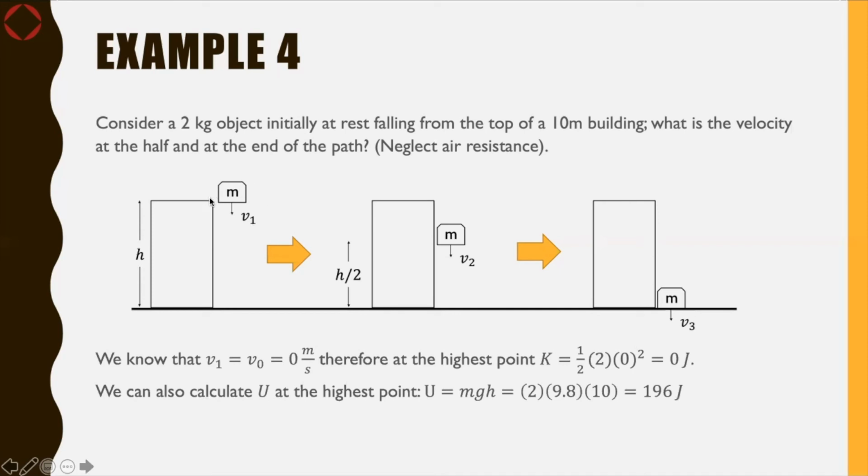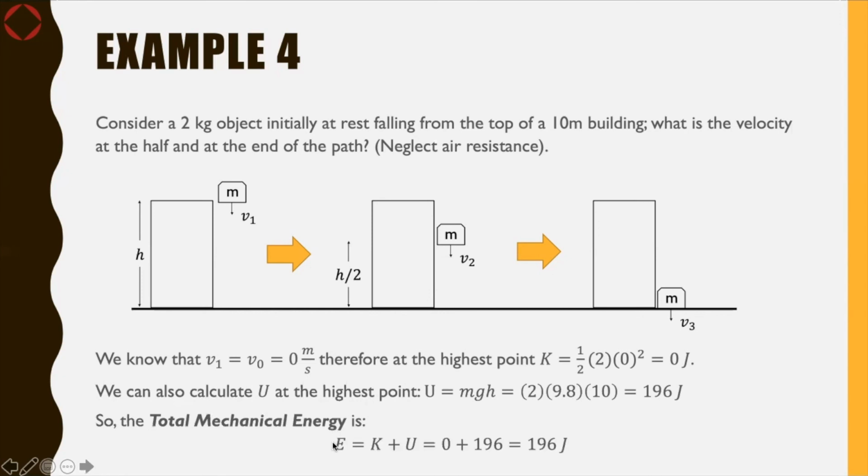So at the highest position, we said that there is no kinetic energy, so we can get the potential energy. The gravitational potential energy is mgh. M is 2 kilograms. G is 9.8. Remember that in this topic, it is positive. And the height h is 10. So we just plug in the numbers in the calculator and we get 196.